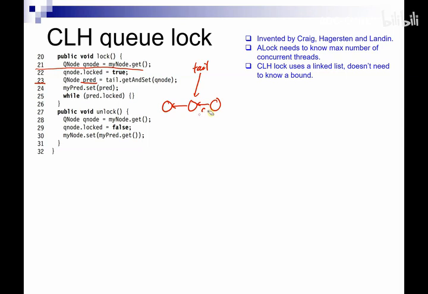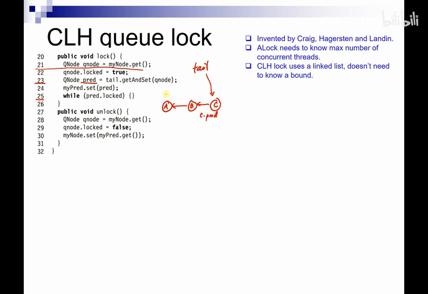Let me label these things. This is thread A, this is B, and this is C. So C.pred is now going to be equal to B. And furthermore, tail is going to get set to node C here. And then I'm going to see whether my predecessor is locked or not. Initially, all the threads are going to lock themselves.